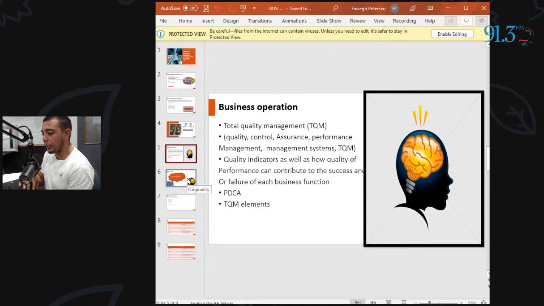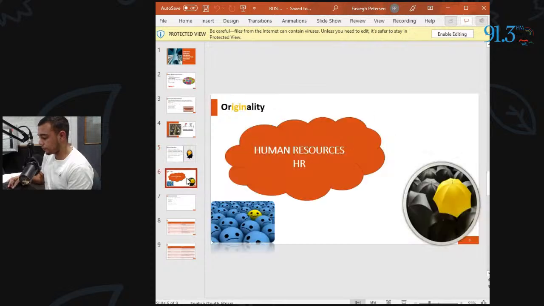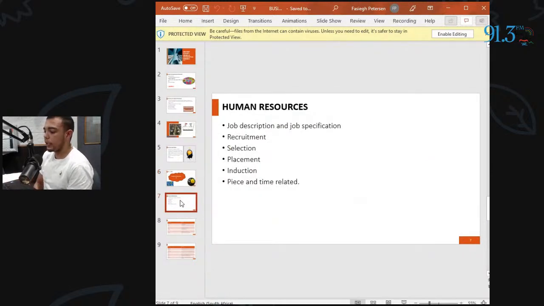There are 5 TQM elements. We move over to the next slide, which is our human resource function. So we move over to the next slide again. What takes place in the human resource function? We look at the job description and job specification.